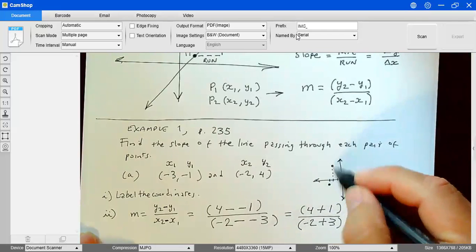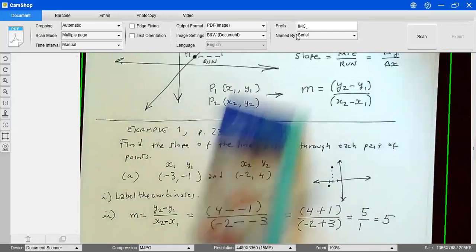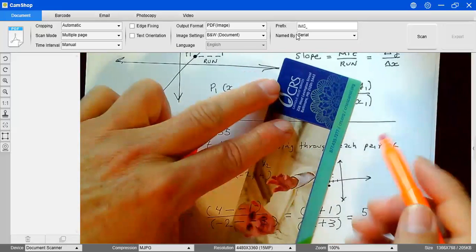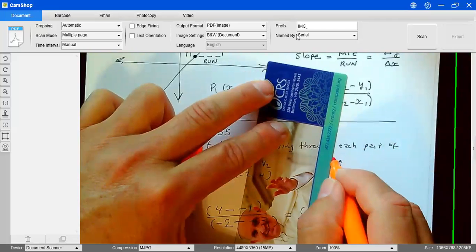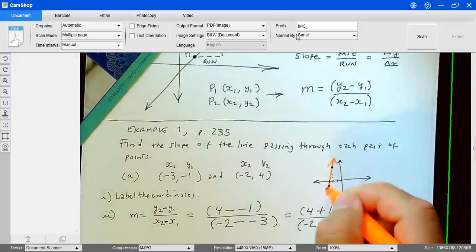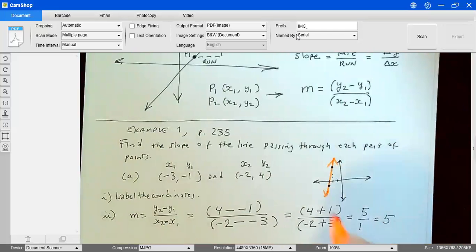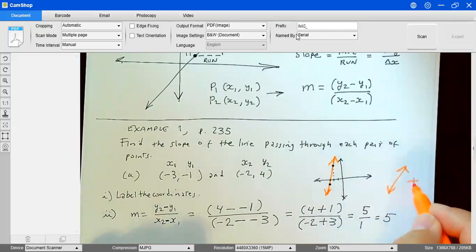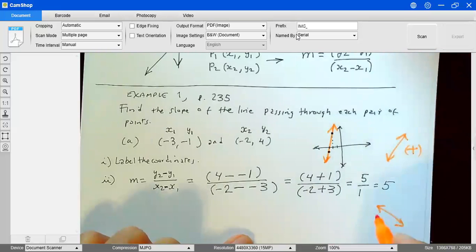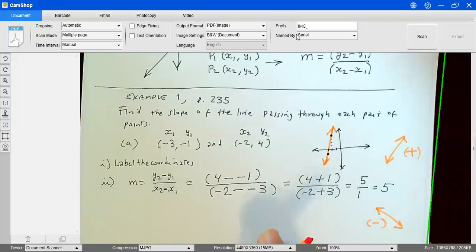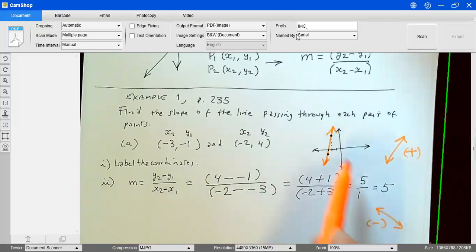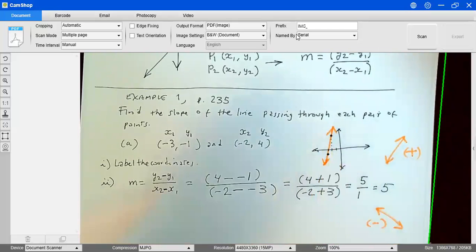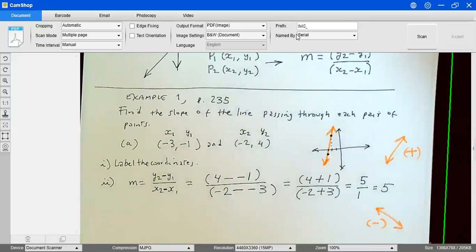So this line that you see here, the line that we're gonna find if you get your plot, this line has slope 5. So the slope is positive. So all the lines that go in this way are positive, and all the lines that we're gonna have in the other way are gonna be with negative slope. So the sign of the slope and the graph match.